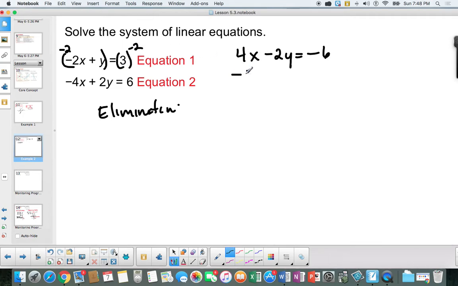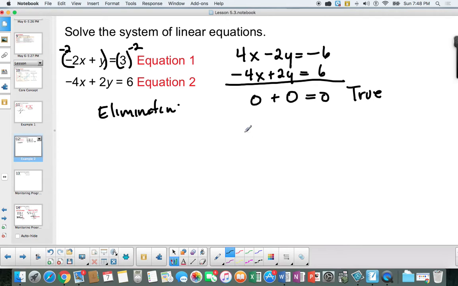Now I'm going to write the second equation right underneath it. And I am going to get 0 plus 0 equals 0, which is true. And what's happening here is these are the same line. When you get this 0 equal to 0, what we have is two lines that are exactly the same.